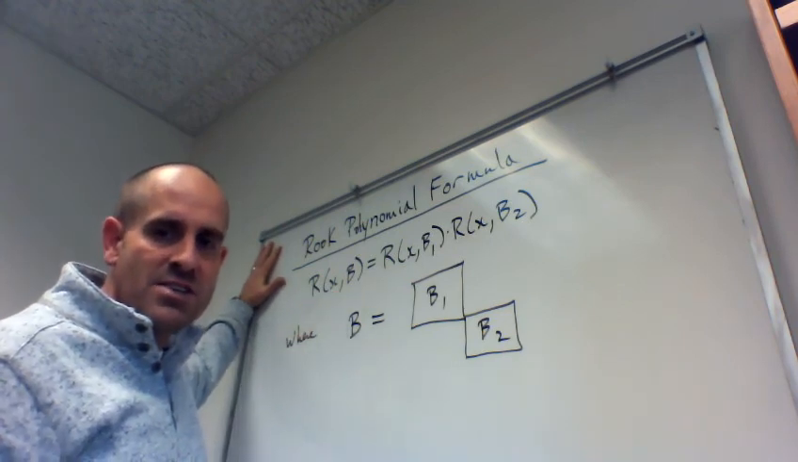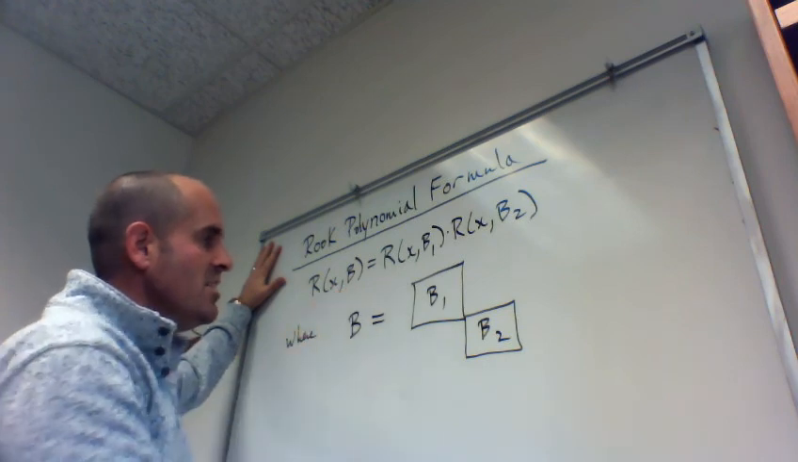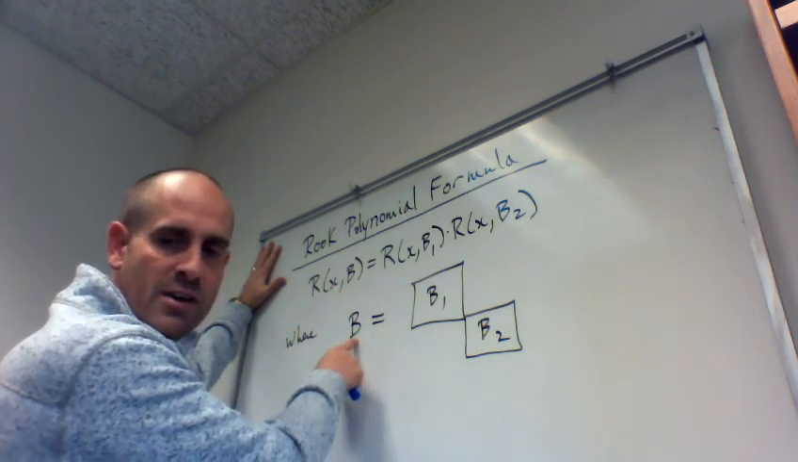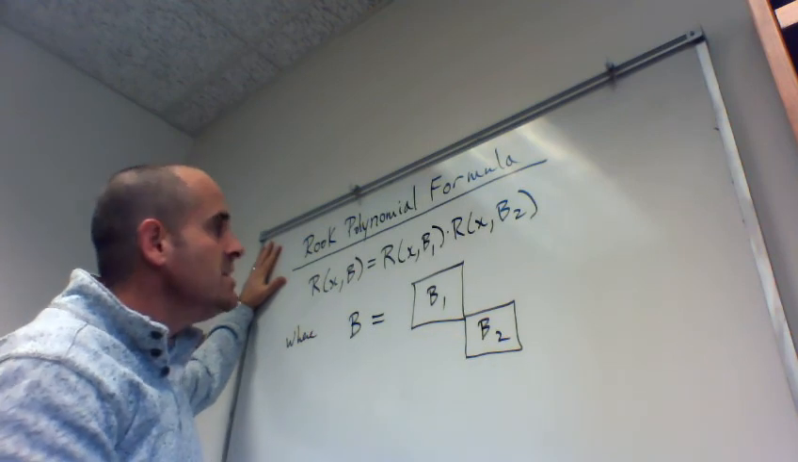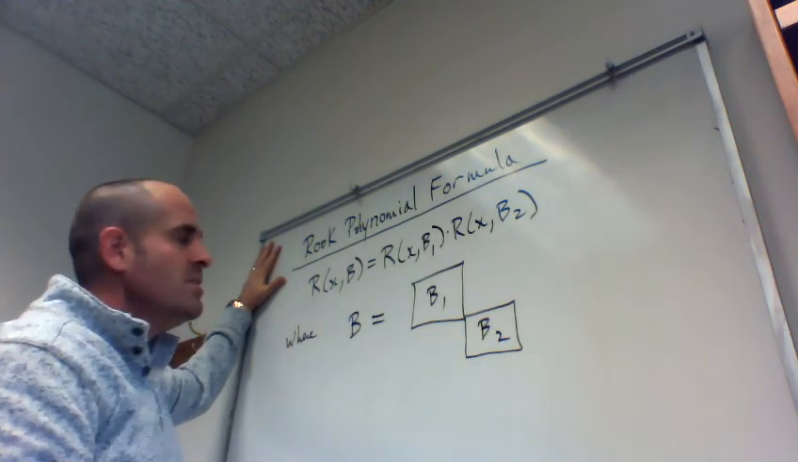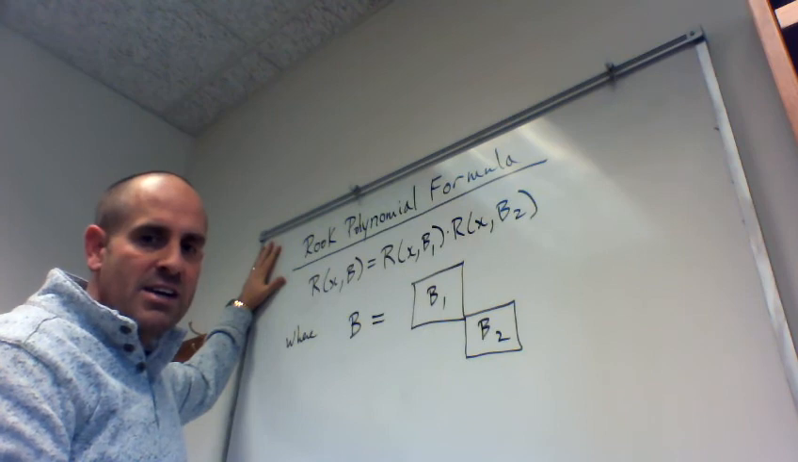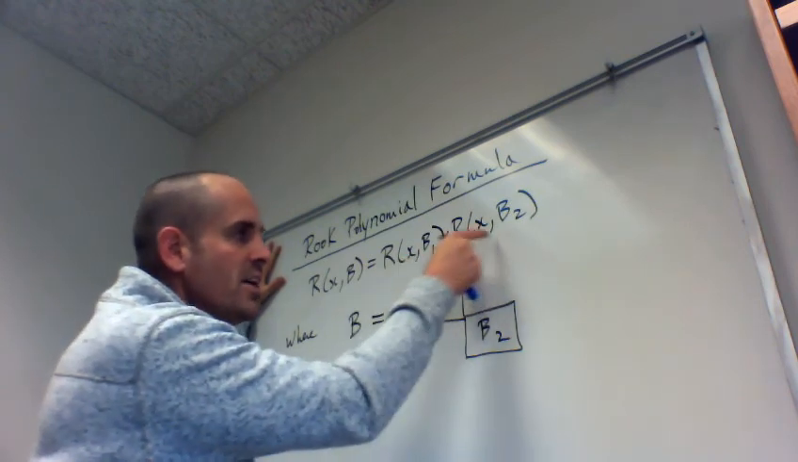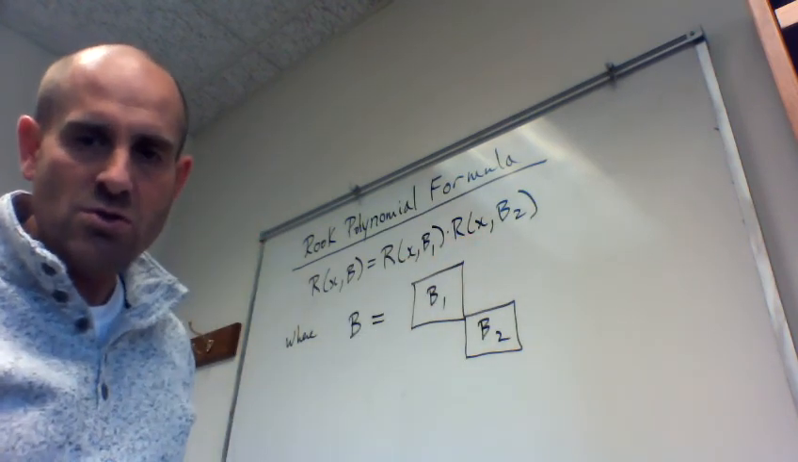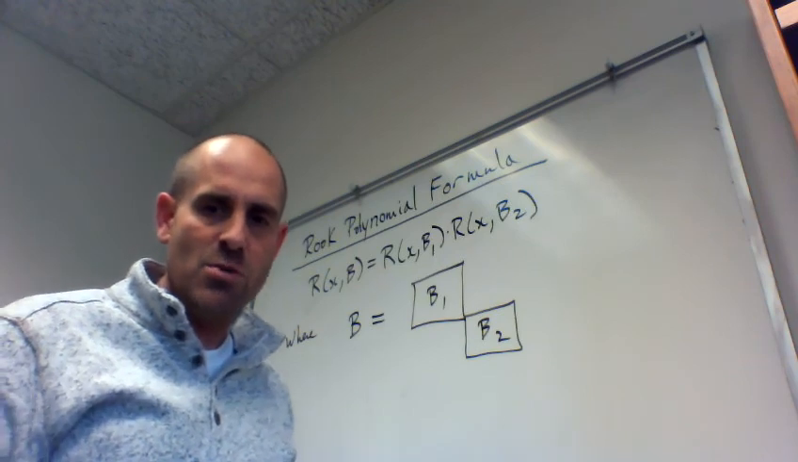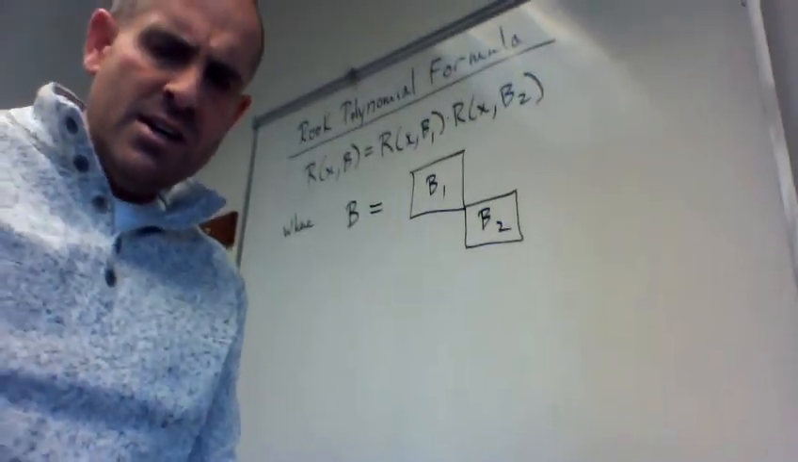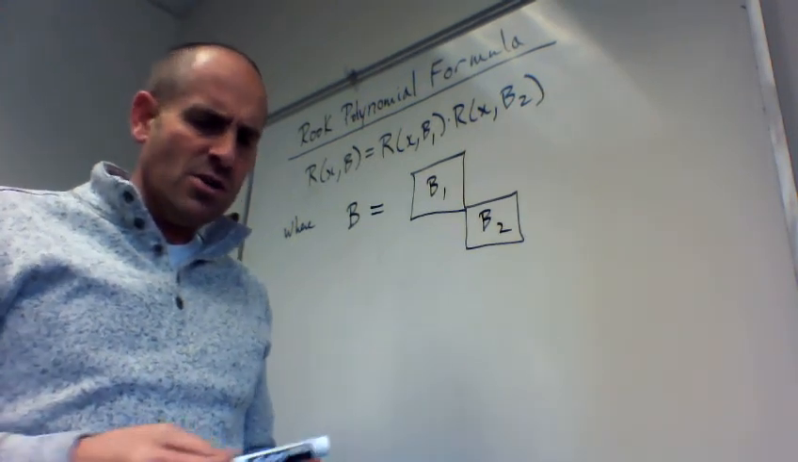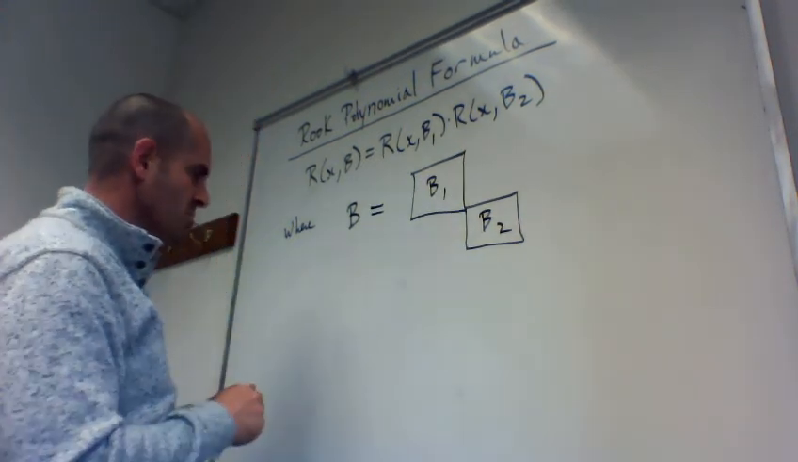And the statement is that the Rook polynomial itself, if a board can be decomposed into two disjoint subboards, then the Rook polynomial for board B is going to be given by the product of the Rook polynomials for the two subboards that are disjoint from one another. Okay, so hopefully that makes sense, but I want to just go through the computation quickly here. Okay, so here's the proof.